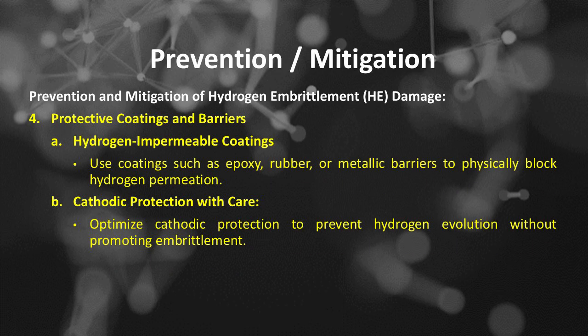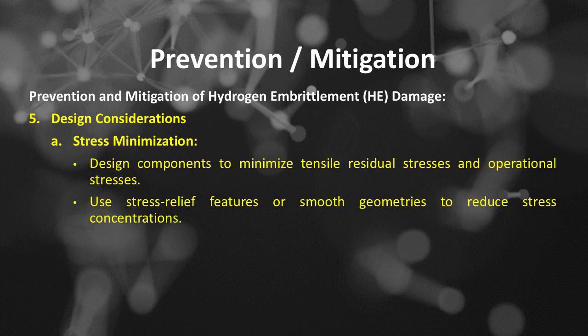Prevention and mitigation of hydrogen embrittlement or HE damage. Number 4 is protective coatings and barriers, includes, number A, hydrogen impermeable coatings. Use coatings such as epoxy, rubber, or metallic barriers to physically block hydrogen permeation. Number B, cathodic protection with care. Optimize cathodic protection to prevent hydrogen evolution without promoting embrittlement. Prevention and mitigation of hydrogen embrittlement or HE damage.